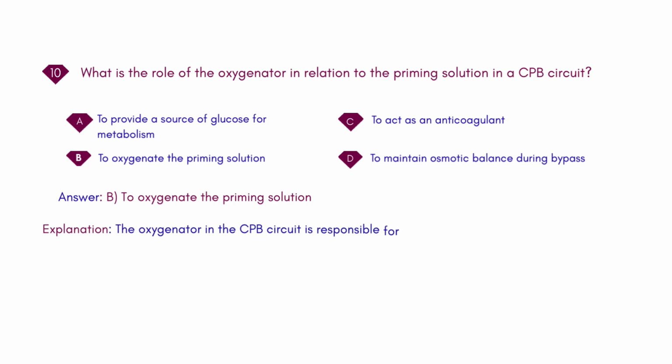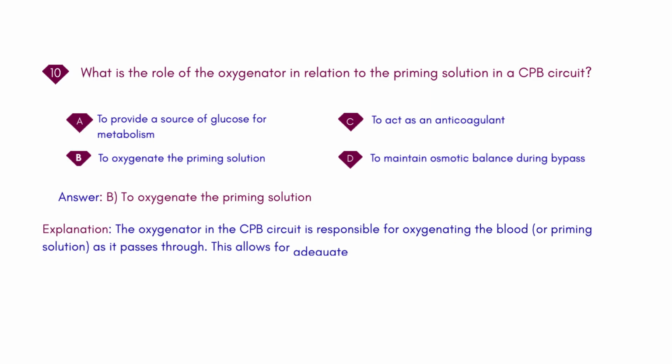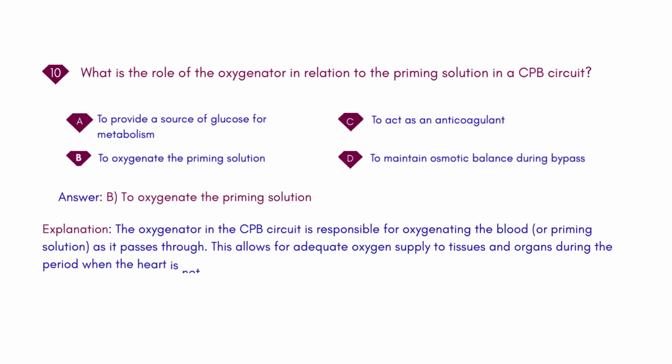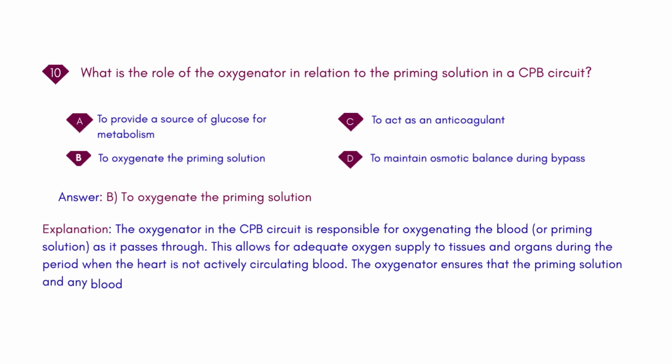Explanation: The oxygenator in the CPB circuit is responsible for oxygenating the blood, or priming solution, as it passes through. This allows for adequate oxygen supply to tissues and organs during the period when the heart is not actively circulating blood. The oxygenator ensures that the priming solution and any blood in the circuit are properly oxygenated before returning to the patient.